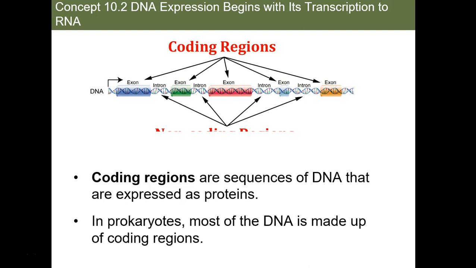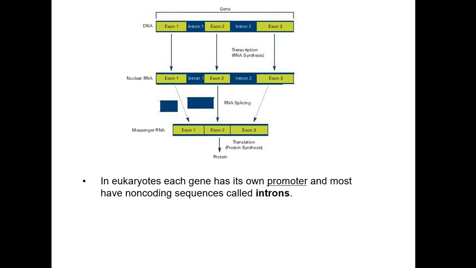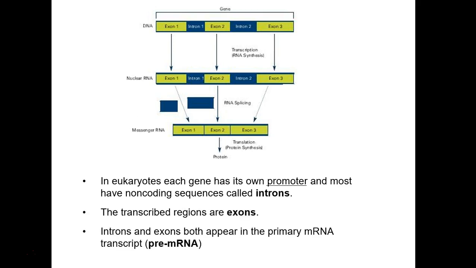Coding regions are sequences of DNA that are expressed as proteins. In prokaryotes, most of the DNA is made up of coding regions. In eukaryotes, each gene has its own promoter. Most genes have non-coding sequences called introns. The transcribed regions are called exons. Introns and exons both appear in the RNA transcript.